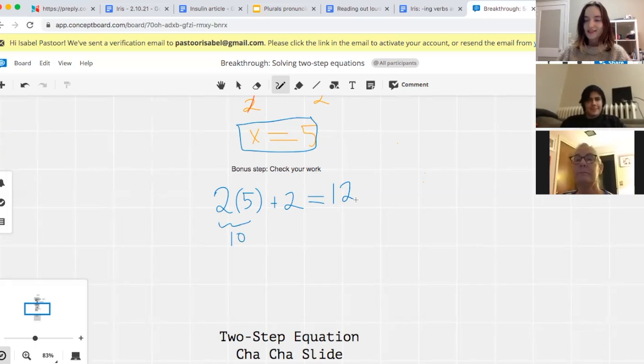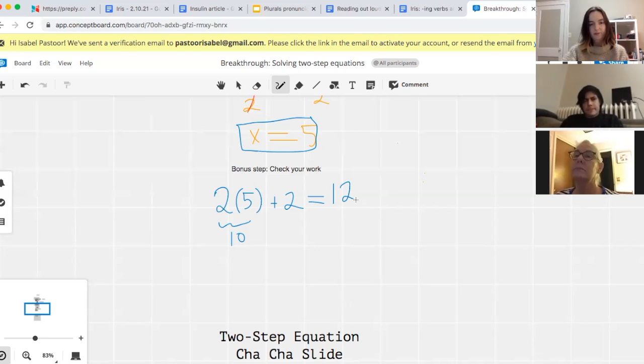Okay, any questions on this? Yeah, why do we have to add and subtract first instead of, why can't we just divide? That's a great question. So you can divide first if you want to, that's okay, but it's going to be a little bit more messy at first. And when you're learning this as a new concept, you want to just add or subtract first because it makes it a little bit easier.